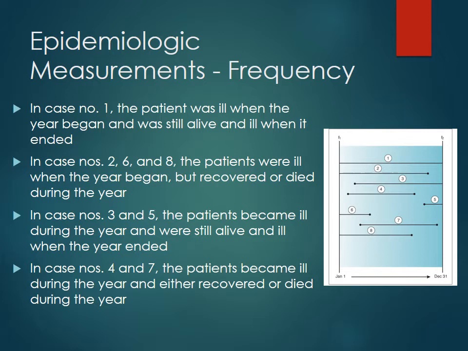In cases 2, 6, and 8, the patients were ill when the year began, but then recovered or died during that year. So you can notice why they have the point on the right side there. And then 3 and 5 became ill during the year and were still alive and ill at the year's end. So you notice how they have the point on the left side, but they continue past T2. And in cases 4 and 7, the patients became ill during the year and either recovered or died during the year. So you were spot on about those points.